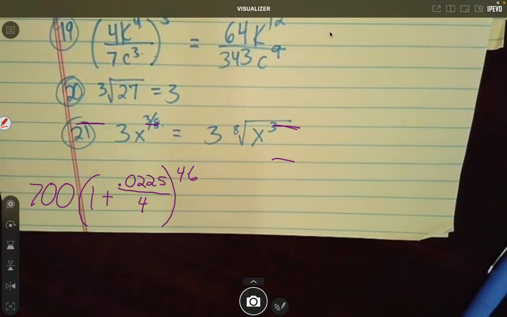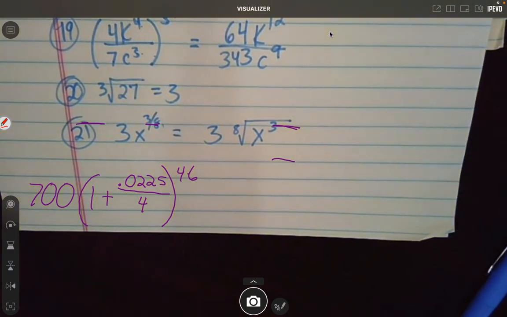Do y'all want me to call out which ones are probably more likely to be on there? Let me see. I'm not sure. I got to figure out which test I'm using.